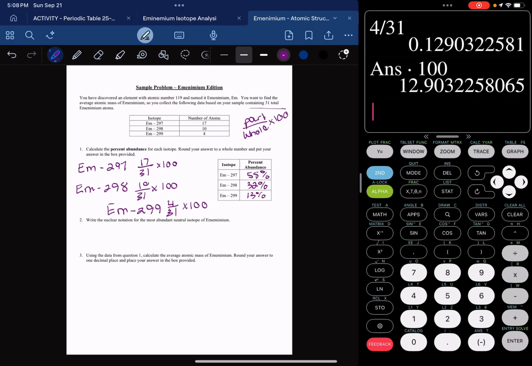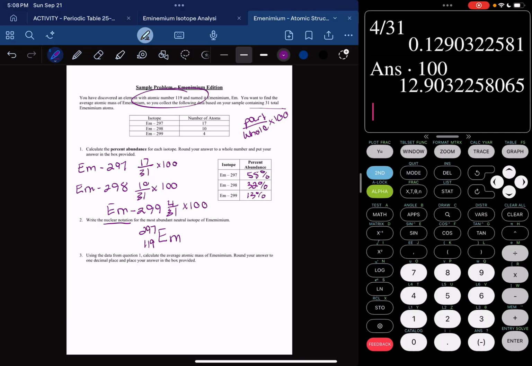And the next thing it's asking us to do, it says write the nuclear notation for the most abundant neutral isotope of MnM. So the one that has the highest abundance, it's the MnM 297. And so we know that 297 is going to be the mass number. So we would start with our symbol. It's for the nuclear notation, and we would write 297 up here. And then we're going to want to write our atomic number. That was given to us in the beginning. It's 119.